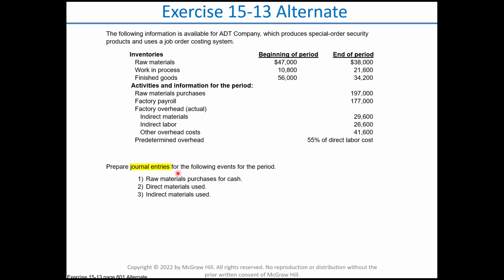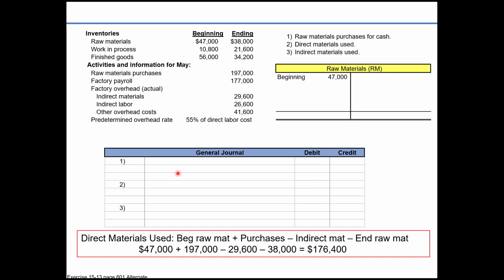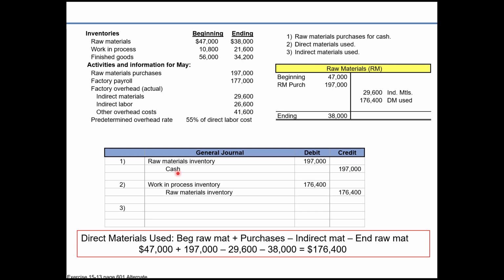Now we'll look at the journal entries. So first will be for the materials. When you purchase materials, you debit raw materials inventory, and they paid cash. Next, we want to increase our work in process inventory for the direct materials, which came to $176,400. Then we want to put into factory overhead the indirect materials.